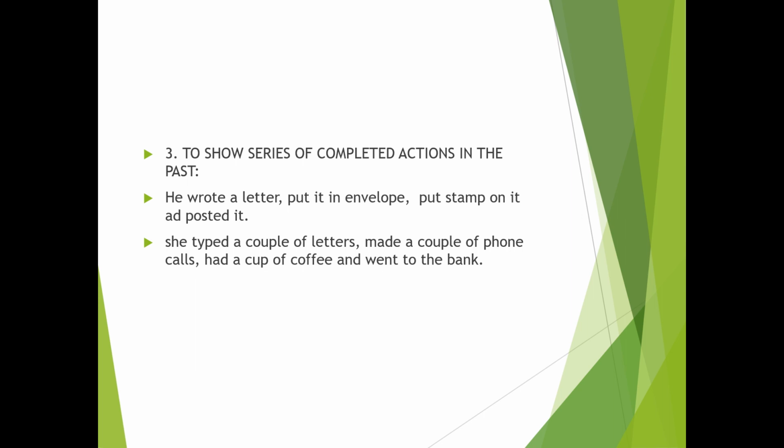To show a series of completed actions in the past, के भयो त past मा भनेर देखाउनु पर्दा. He wrote a letter, put it in the envelope, put a stamp on it, and posted it. Yeah, AND. There the N is missed. AND should be written AND. N छुटेछ त्यहाँ. Please write it. A series of actions. थुप्रै घटना. पहिले लेख्यो, envelope मा राख्यो, stamp लाग्यो अनि पठायो. In this sense, we use simple past tense.